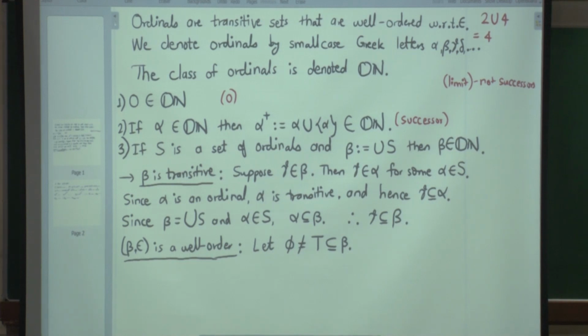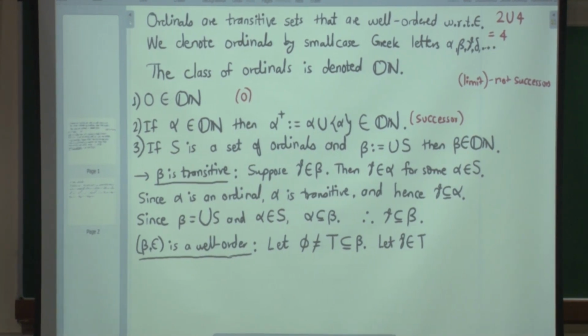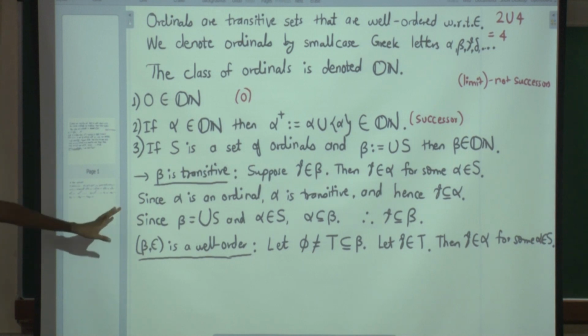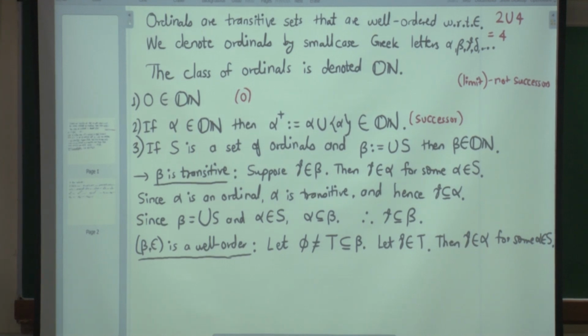Maybe I should use a particular notation. So let gamma belong to T, and then what will happen? Then gamma belongs to alpha for some alpha in S, not in beta. Everything is about the membership relation, right? So T is non-empty, so it must contain some element. So I chose that element. Now that element must come from some element of S. So then gamma belongs to alpha for some alpha in S.